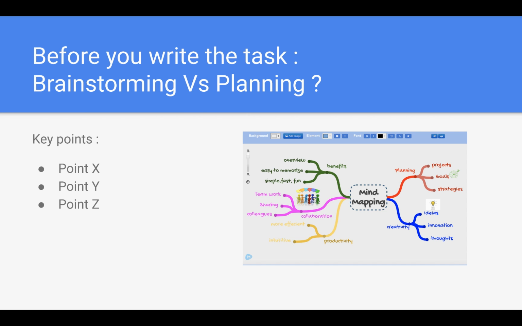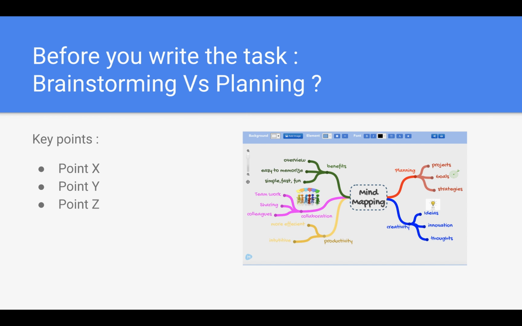And here, I think it is important to think about two things. What is the difference between brainstorming and planning? If you're brainstorming, you're just listing the key points you're going to write, but it doesn't mean that those points come in any order. And I think that is a mistake students often make. They write the key ideas, the things they think are going to help them answer the task, but they don't put them in a particular order.